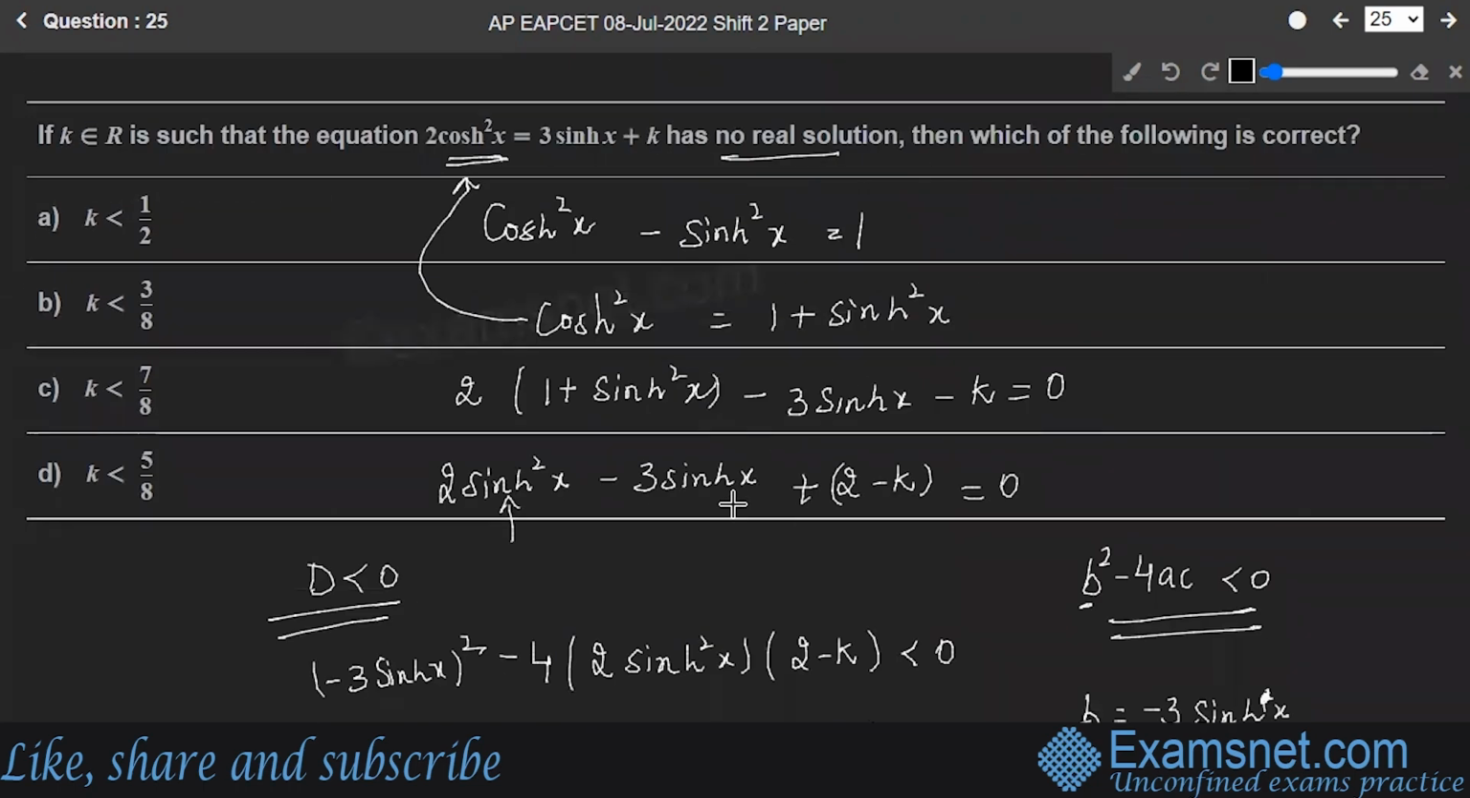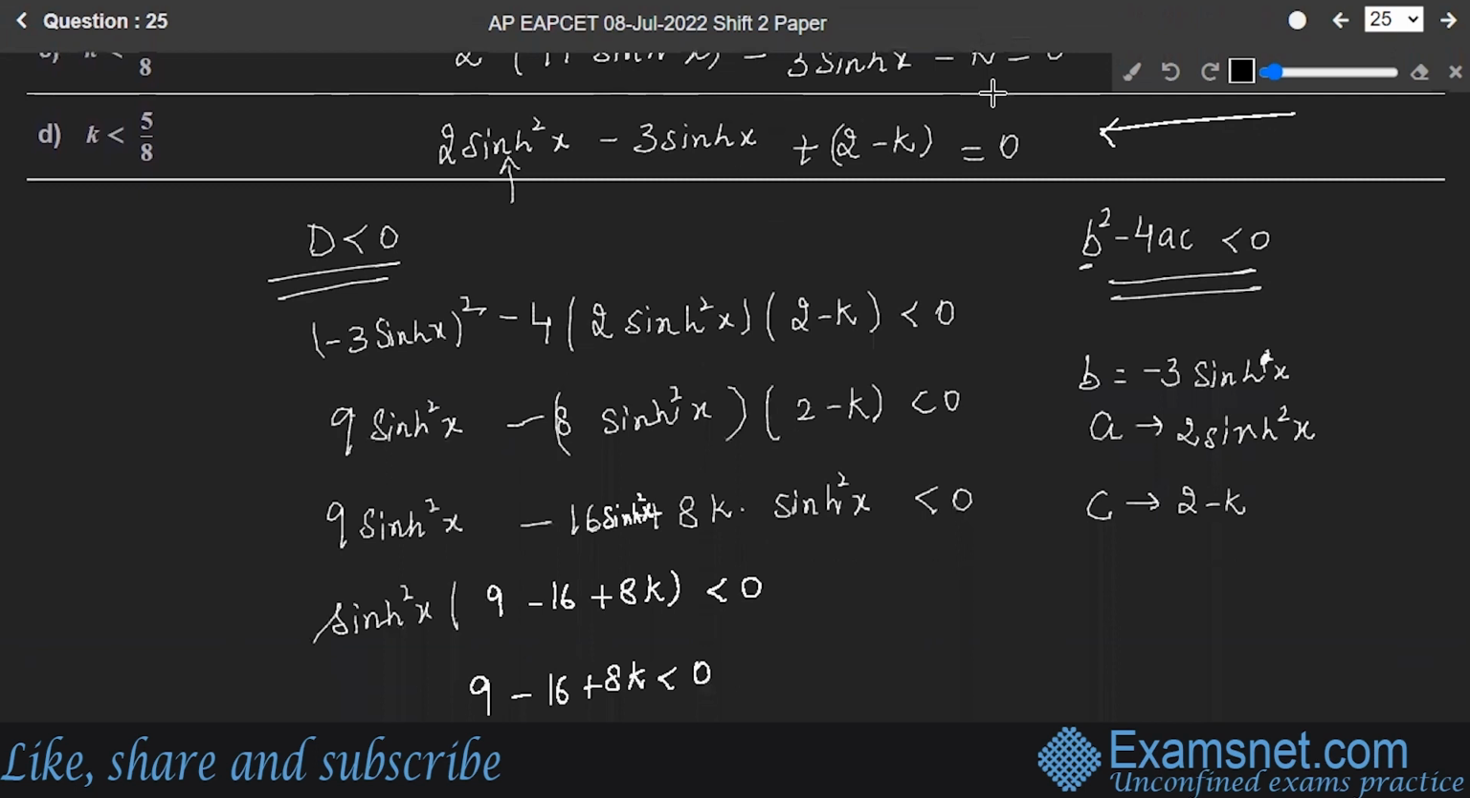So I'm repeating the whole sum once again. In the question, we were given this equation and it has no real roots, right? For that, first of all, we use this identity and the value of cosh square x is equal to 1 plus sinh square x. We put this cosh square x in the given equation over here, right? After solving, this becomes a quadratic equation. In the problem, it is given that it has no real solution. If there is no real solution, that means the discriminant is less than 0, right?